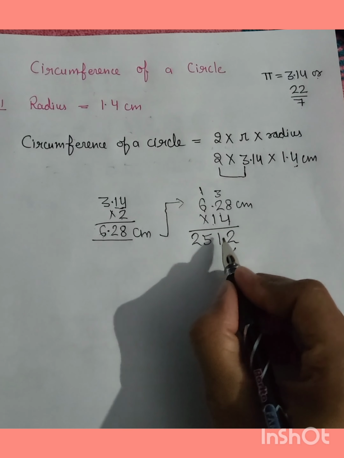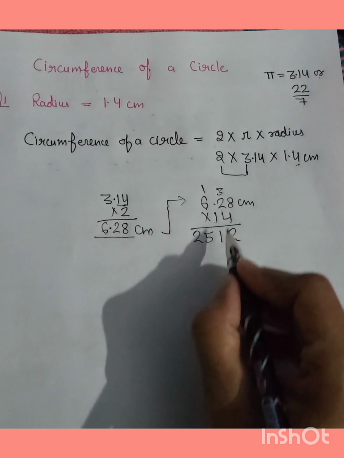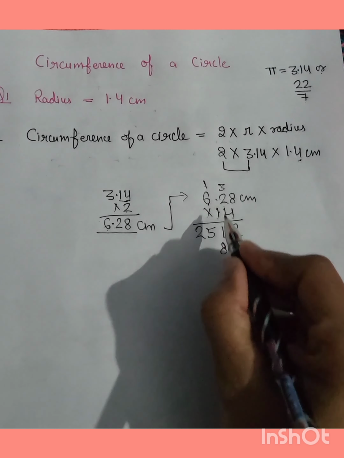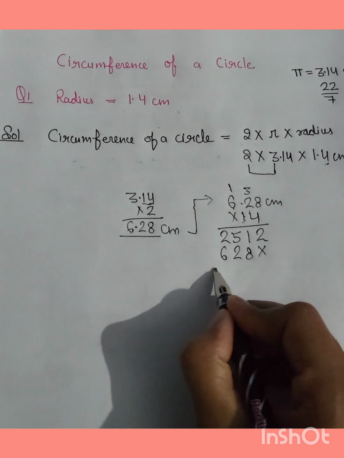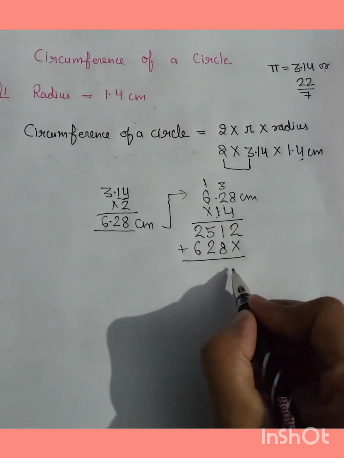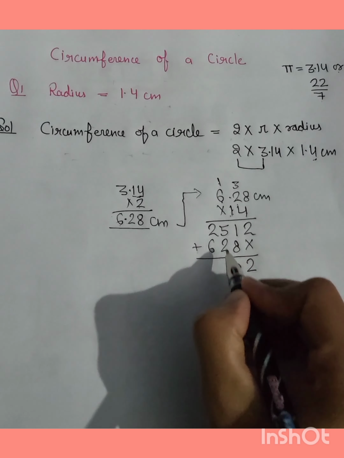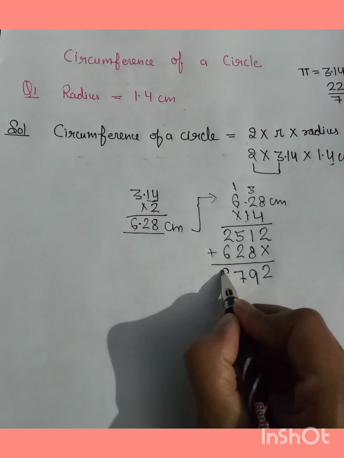Now, the first place is crossed. Now I multiply the whole number by 1. So 1 8 is 8, 1 2 is 2, and 1 6 is 6. Now I add both the lines: 2, 1 and 8 is 9, 5 and 2 is 7, and 6 and 2 is 8.